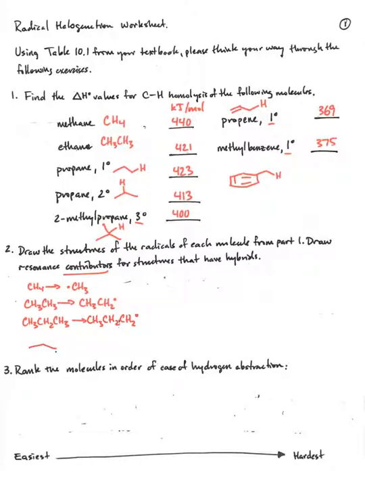So we'll draw propane this way. We're looking at the secondary in this one, so that's the secondary radical. We have 2-methyl propane, and we want to show formation of a tertiary radical. It would be that. So the tertiary hydrogen forms the tertiary radical.